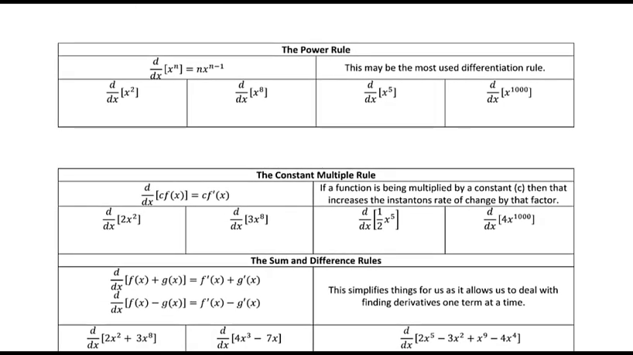All right, then we've got the power rule, and the power rule is one that we use all the time, probably the most common one. And in a textbook, this is what it looks like. It's saying if you want to take the derivative of x to the n, you would get n times x to the n minus 1. Okay, so that's kind of a mouthful to say it that way.